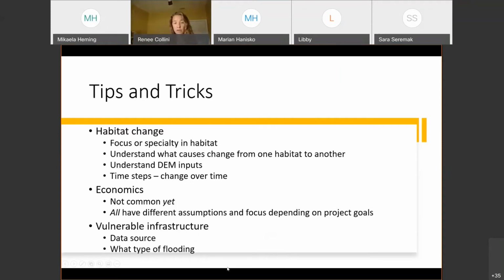So, talking about those models that look at habitat change. These models usually have a very specific focus or a specialty in a certain kind of habitat. You want to make sure you're talking about a model that's designed for your habitat or optimized for your habitat.